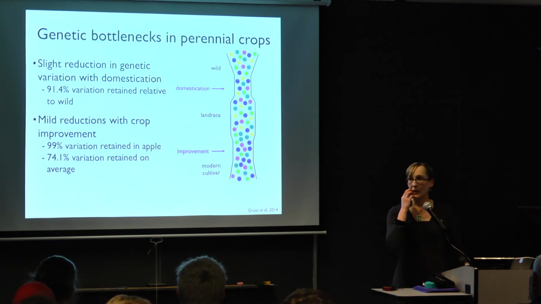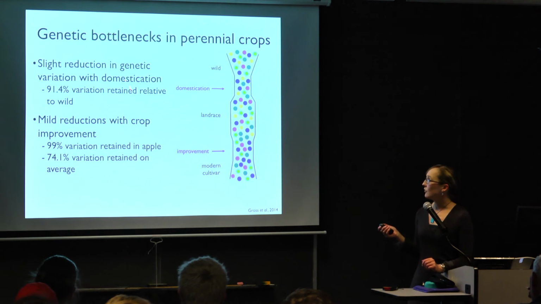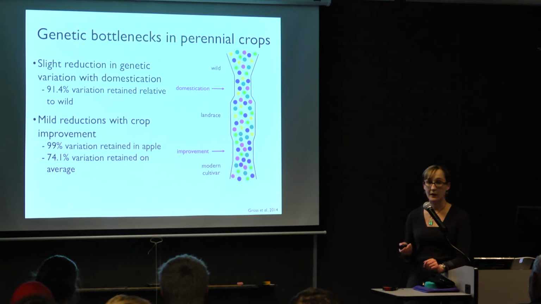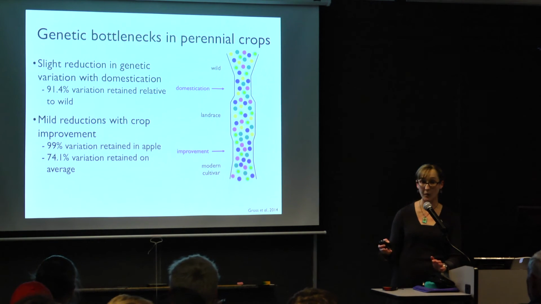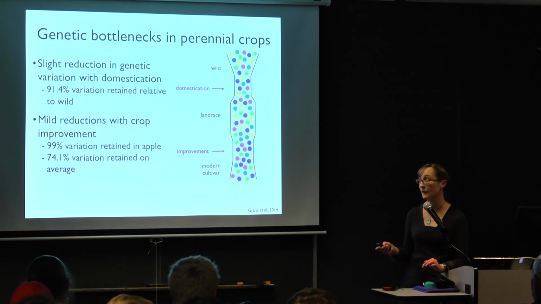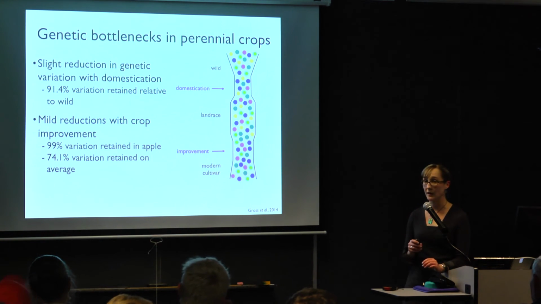And so where does this put us? In general, perennial crops have mild genetic bottlenecks at domestication, and apple definitely fits that. Apple also has almost no sign of an improvement bottleneck, although apple has been improved. It's not like it's been in stasis. There's just no loss of genetic diversity due to modern breeding techniques.